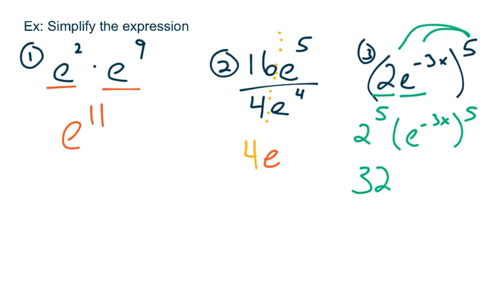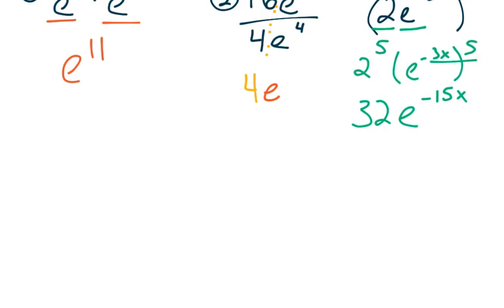For e to the negative 3x, to the 5th power, we've got power to a power, two exponents right next to each other, so we multiply them. Negative 3x times 5 would give me negative 15x. Now we just need to make that exponent positive. The way we do that is by switching which side of the fraction it's on. So 32 is not part of the base that has a negative exponent, so that stays in the numerator. The base and the exponent go to the bottom side, e to the positive 15x power. That would be your answer there for number 3, 32 over e to the 15x.